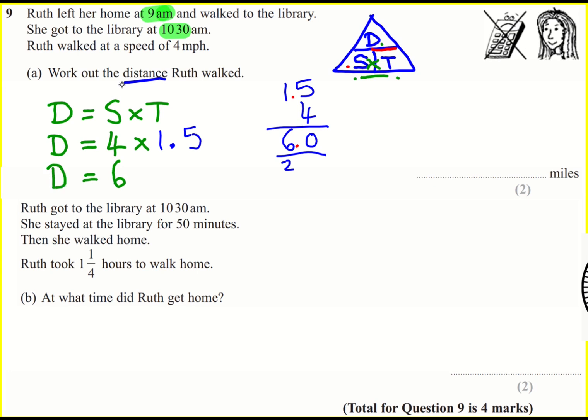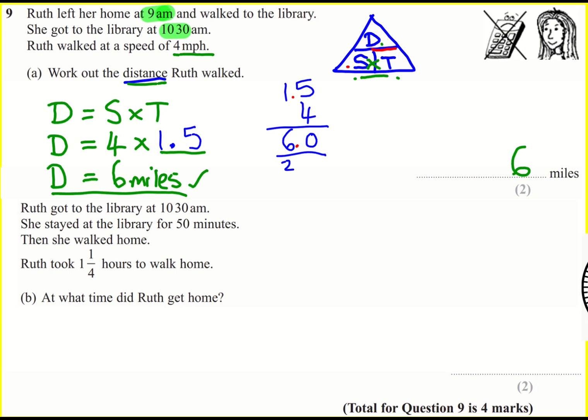Let's just have a think to see if that is reasonable. So we're talking about a distance here. So therefore it's going to be 6 miles. Ask yourself if it sounds reasonable. Well, she's walking at a speed of 4 miles per hour and she's walking for an hour and a half. So yes, I do think 6 miles as a distance is reasonable to walk in an hour and a half.